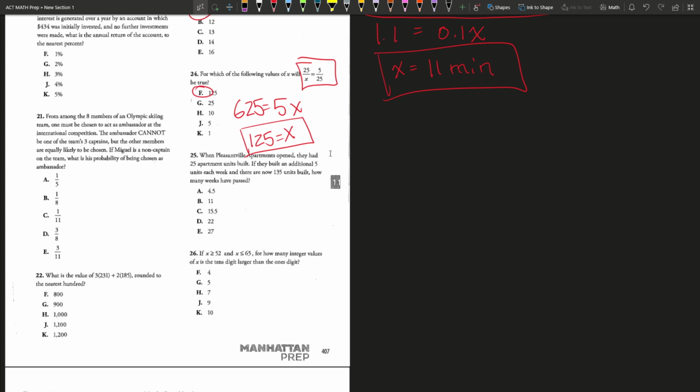So how many apartments were built as soon as it started? 25, right? And then we would do 25 plus how many units per week? So 25 plus 5 times the number of weeks. Yep. And then we just solve for X. Okay, so how do we solve for X? And we get what? 110. Yep. So it's been 22 weeks since the place opened.